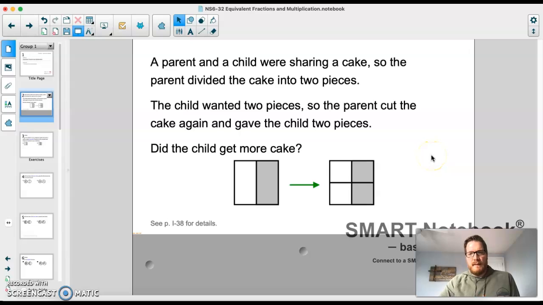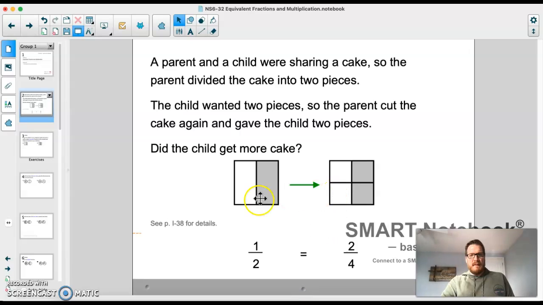So here we have this situation. A parent and child were sharing a cake, so the parent divided the cake into 2 pieces. The child wanted 2 pieces. So the parent cut the cake again and gave the child 2 pieces. So the question is, does the child actually get more cake? Well, the answer is no. And so what we have here is these 2 fractions. The first one is 1/2, and then after the parent cuts it, we have 2 out of 4. And so the fractions are equal because the pictures have the same amount of stuff that is shaded.